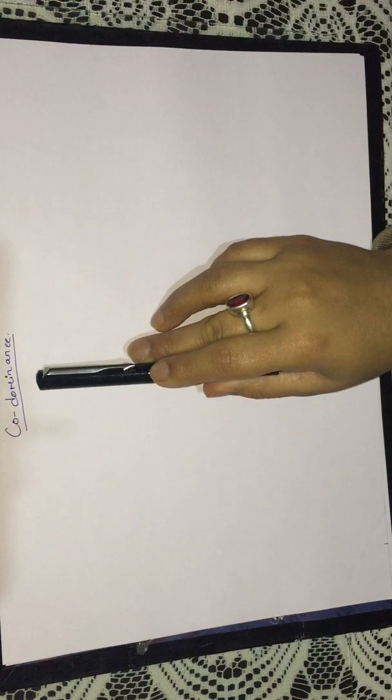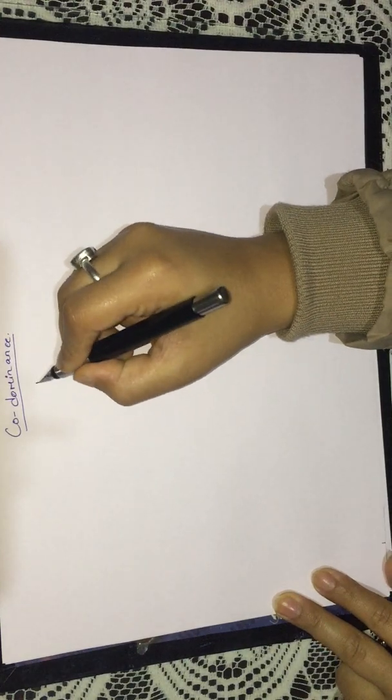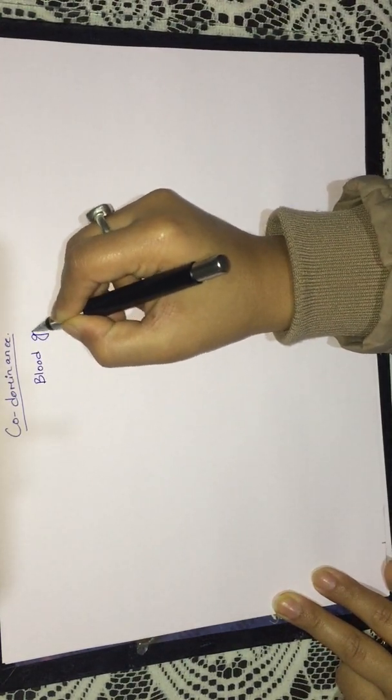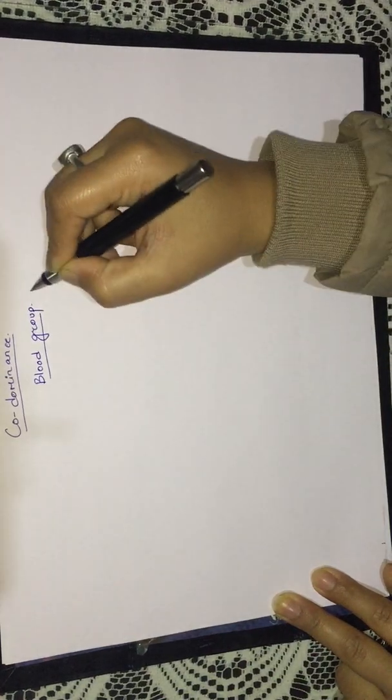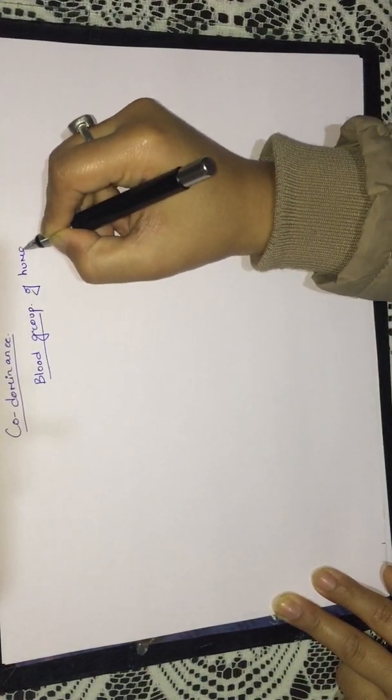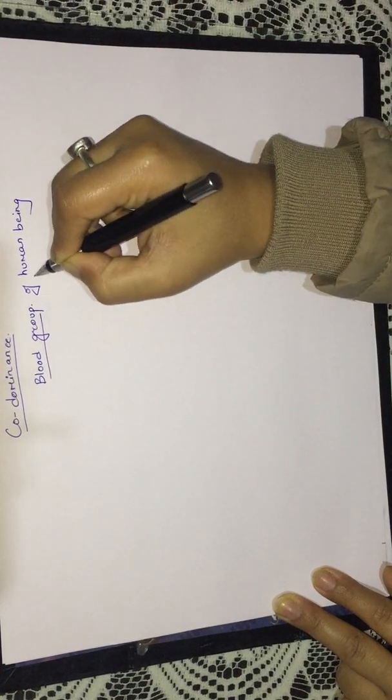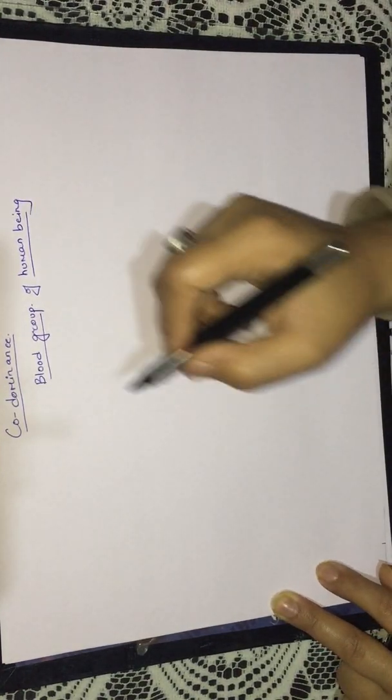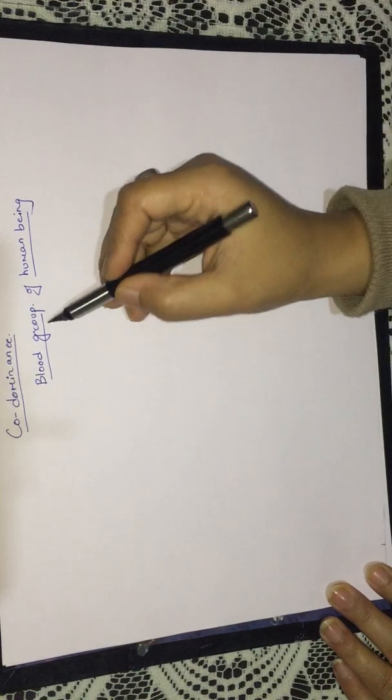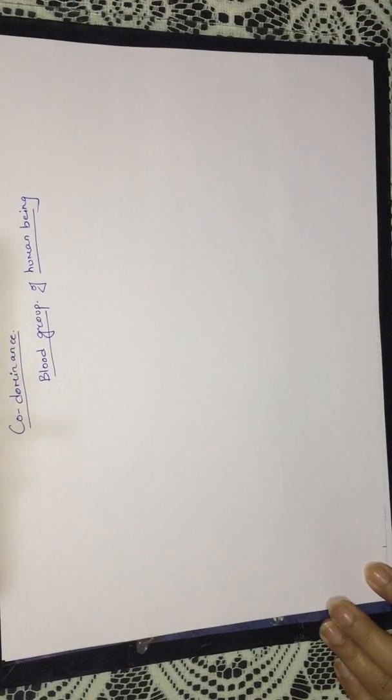This phenomenon of codominance is seen in the character blood group, the blood group of human beings. Until now you have understood that one character can have two contrasting, opposite traits. But here, blood group has three alleles, three types of alleles.